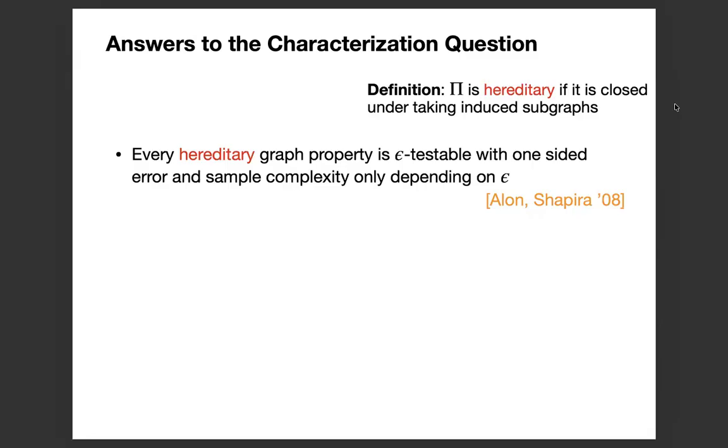The other thing is one-sided error. What one-sided error means is that in the yes case, if your graph does have the property, then the tester should accept every time. So we're looking at this even with exponential dependence on epsilon. Yes, exactly. And basically this is proven using some regularity lemma stuff. So in general, we're going to get some tower type bound.